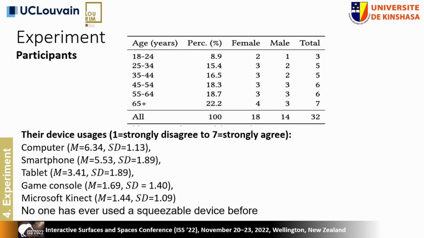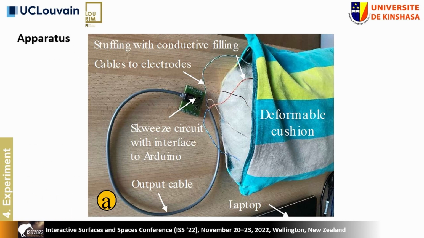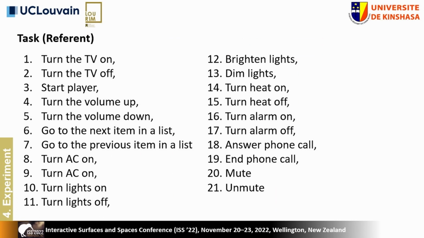We then conducted a gesture elicitation study with 32 participants, aged between 18 and 80 years. Most participants regularly used computers and smartphones, but none had ever used a squeezable device. We asked them to propose gestures with a squeezy-enabled cushion for 21 IoT tasks, such as turning lights on and off, controlling the TV, answering the phone, and so on.